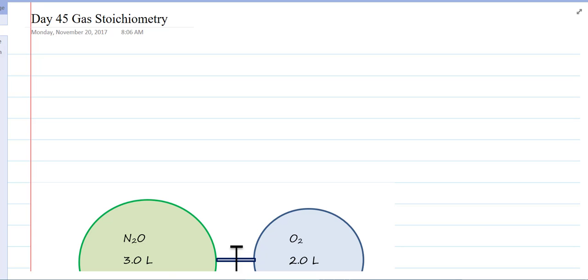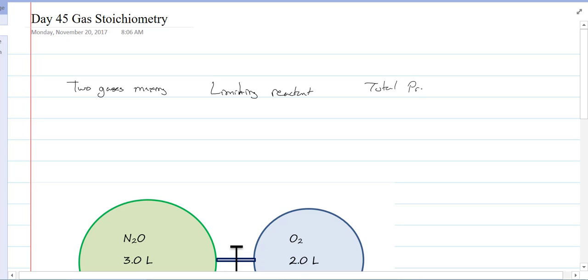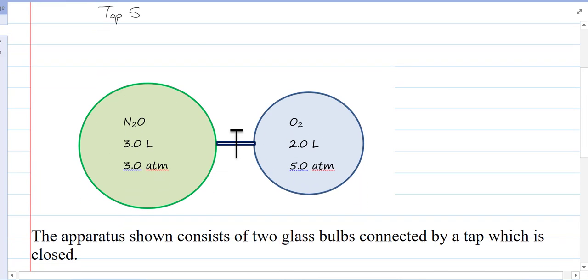We're going to do a gas stoichiometry problem and a bunch of problems today in this video. So gas stoichiometry, this is where you have two gases mixing. There's a limiting reactant. And there's usually a total pressure. This is a top 5. So this is the last of the top 5 problems that we like. So let's dive into it.